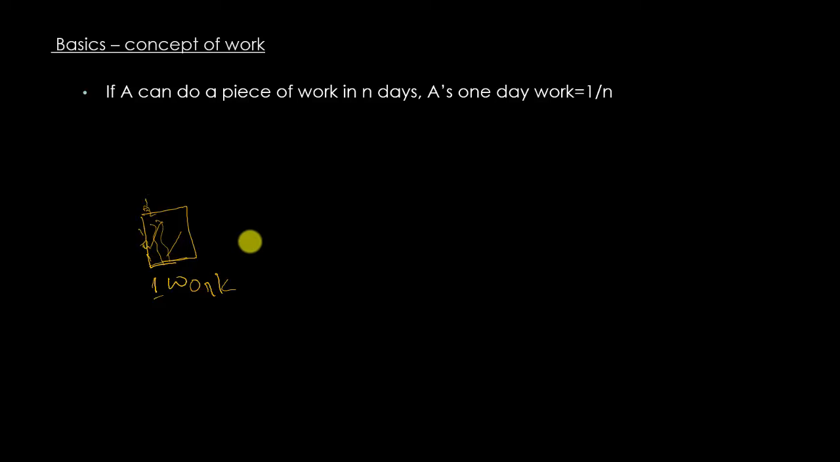So if A can complete this wall building in 8 days, he takes 8 days to finish this work. That will mean on day one he would have worked 1 by 8. Day two he would have worked 1 by 8. Likewise, for 8 consecutive days he would have worked 1 by 8 work. That is his 1 day work, or any day's work, would be 1 by n, 1 by 8.